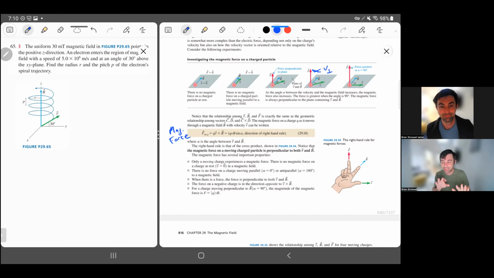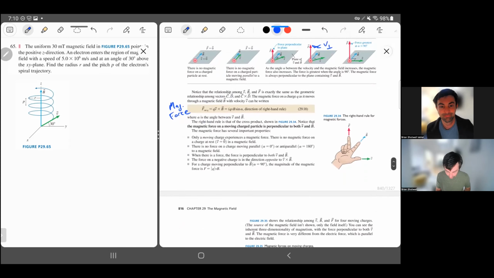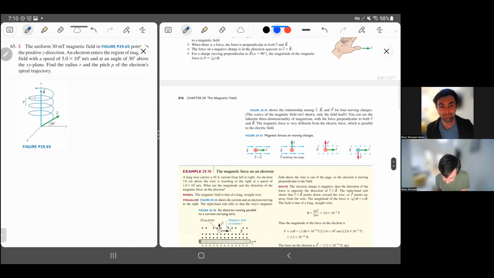But I'm going to get away from that. I think it can get too confusing if you have too many different kinds of rules. I'm going to just stick with, fingers in the direction of V, curl them towards B. If you have a positive charge, that's the direction. If you have a negative charge, you have to flip it. So just appealing straight to the formula.